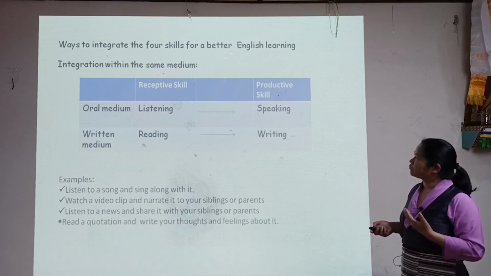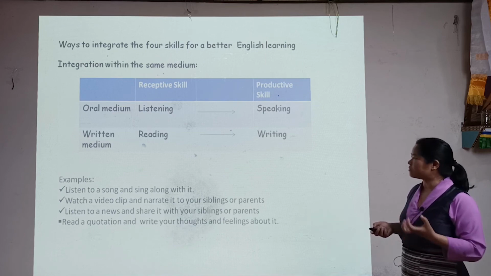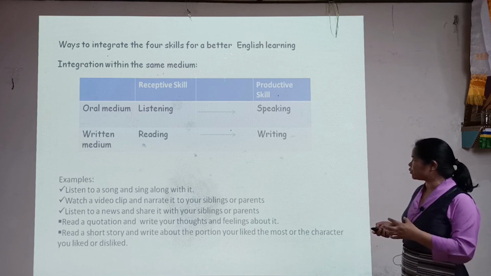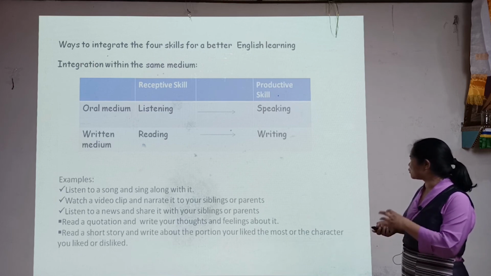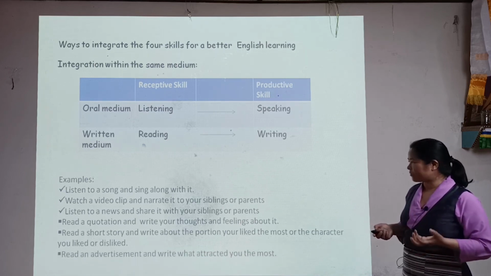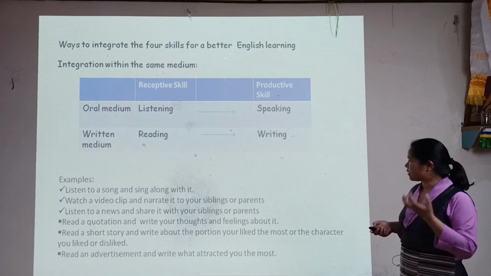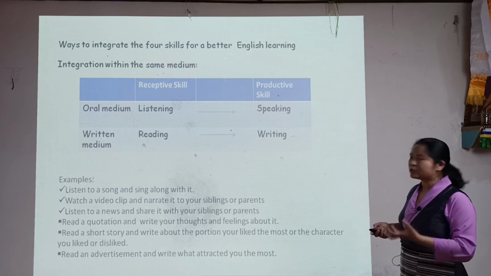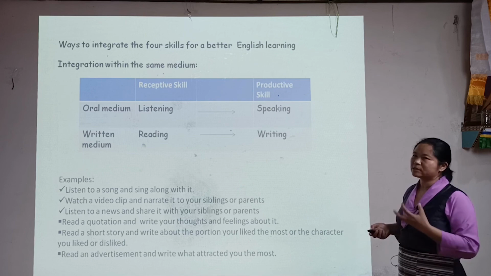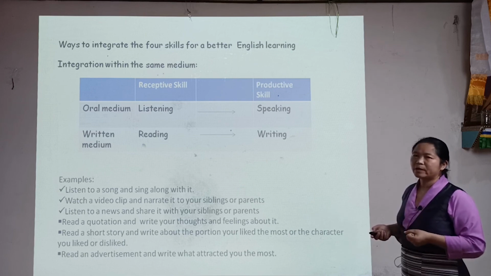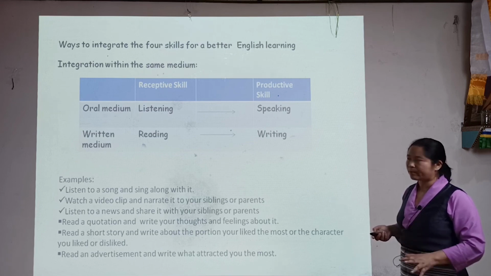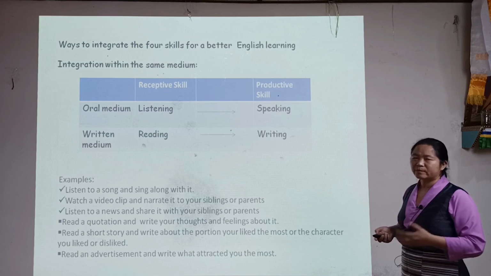Then we have activities for the written medium. Read a quotation and write your thoughts and feelings about it. Read a short story and write about the portion that you liked the most, or the chapter you liked or disliked. Read an advertisement and write what attracted you the most. There are many other ways of doing these activities at home. I hope this will help both the students as well as the parents in trying to develop their English.